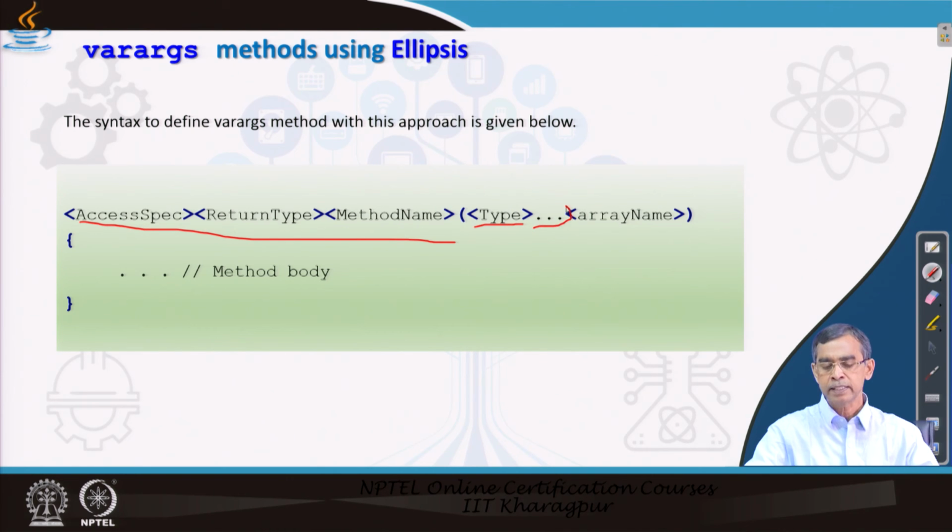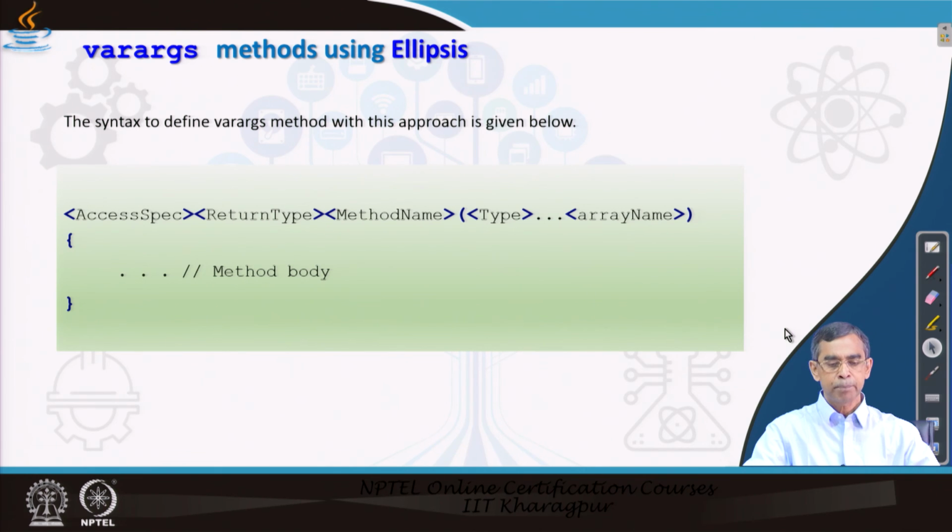And here you see these 3 dots, which is basically called ellipsis, and then this is the name of the array, which array you want to pass to it. Now, if you do it, it allows you to pass any type of values to this method, instead of the simple array type. Now, let us have an example to clear this concept.